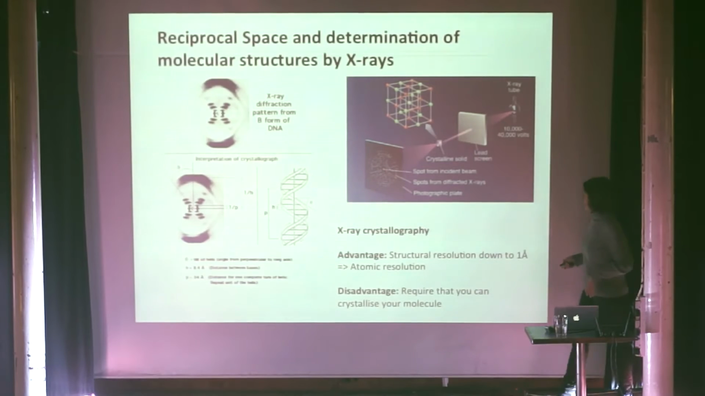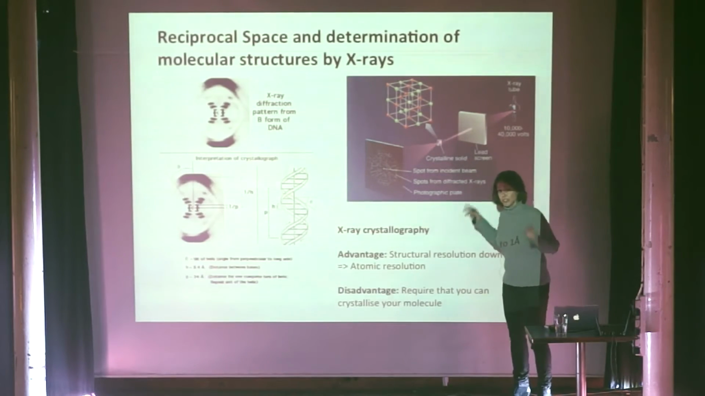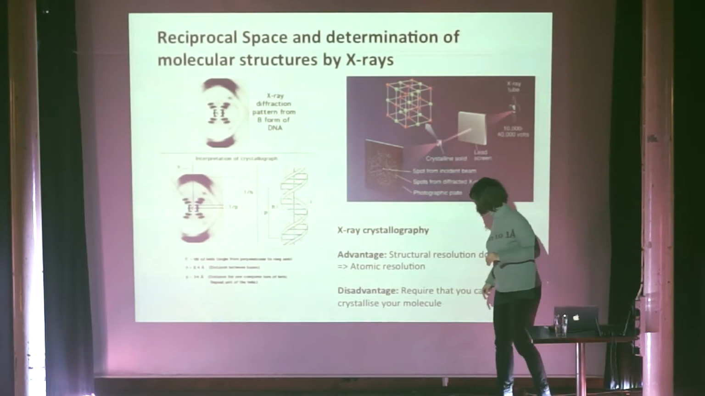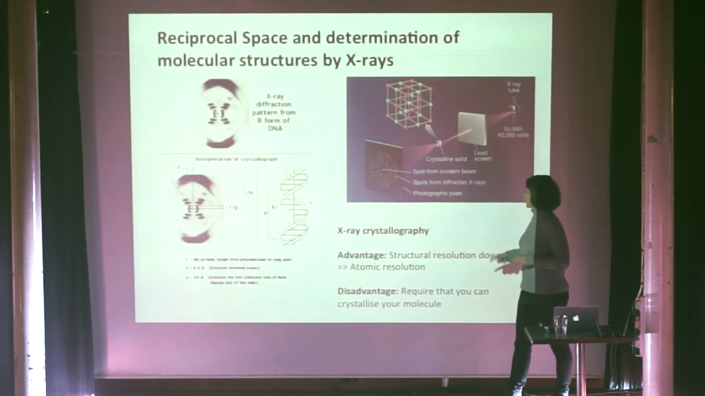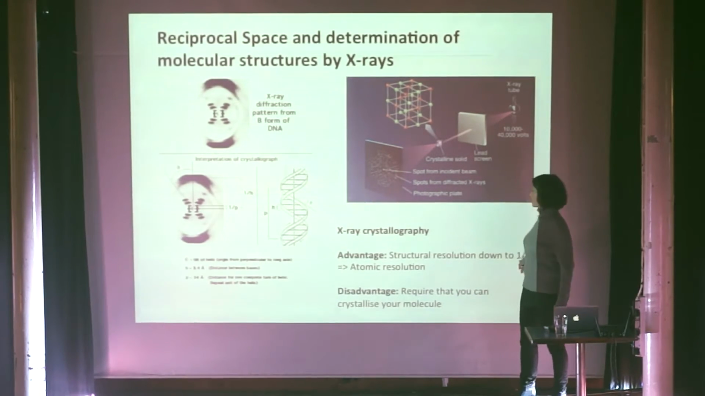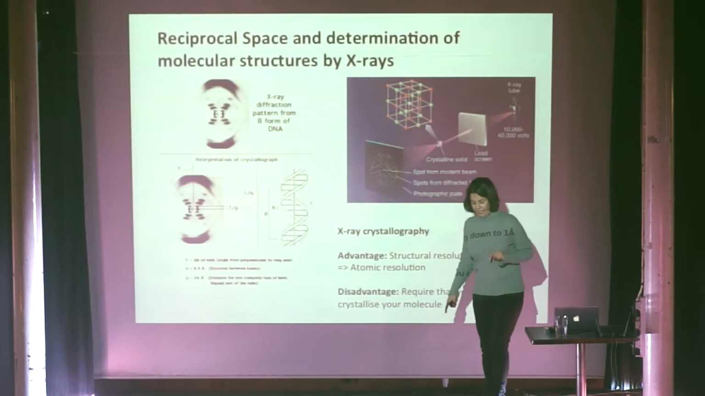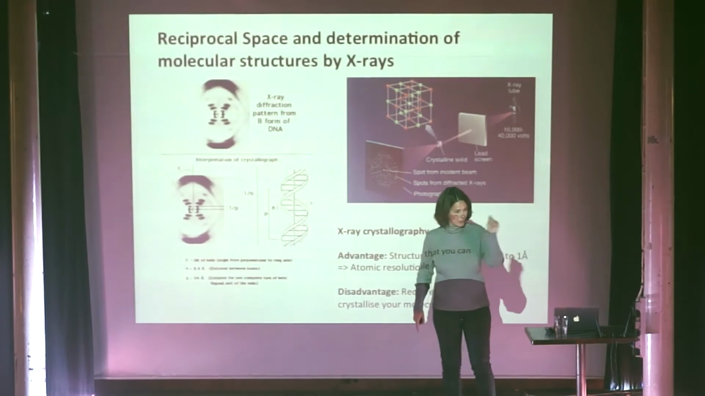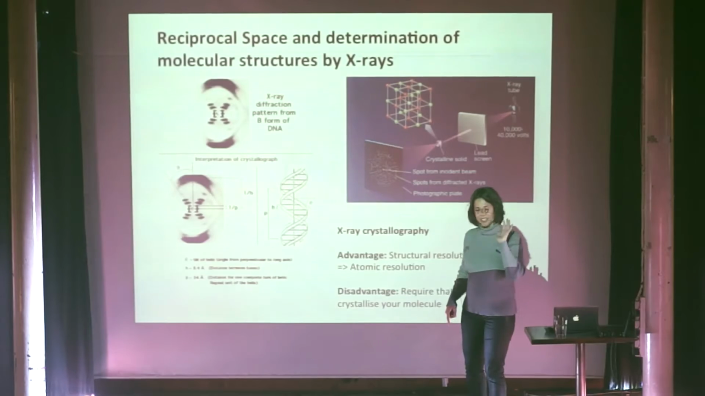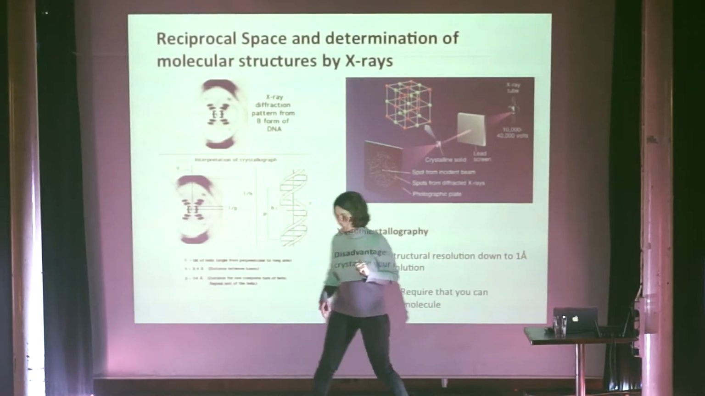So the big advantage of X-ray crystallography, which is really the main technique in the field, is that it has a structural resolution down to 1 angstrom. So this means that we can get atomic resolution. We can see where the single atoms sit in the molecules, and that's quite something.